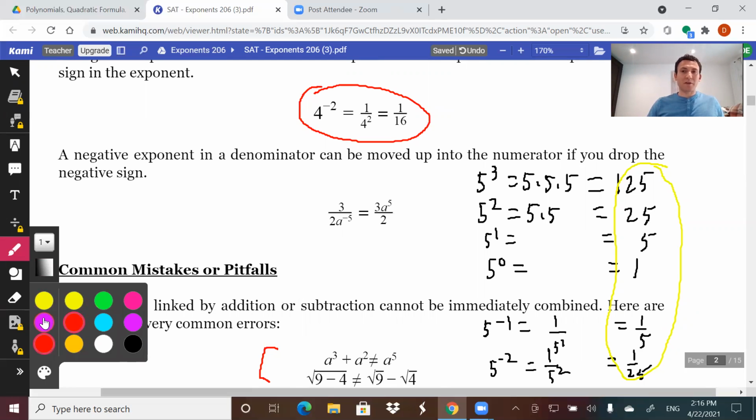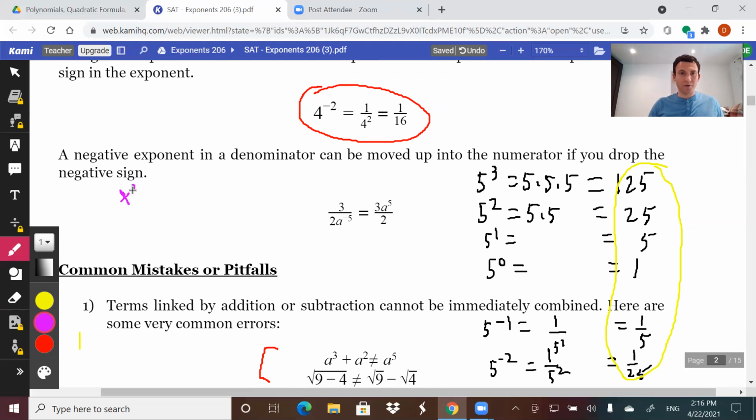Another way to think about it that's kind of cool, I think, is if you were to have x to the third divided by x to the third, we all agree that that equals 1. Well, if you think about it, this can be written as x to the 3 minus 3, and that's the same as x to the 0. So anything to the 0 power is 1. And that's why anything to a negative exponent, the base is in the wrong place.